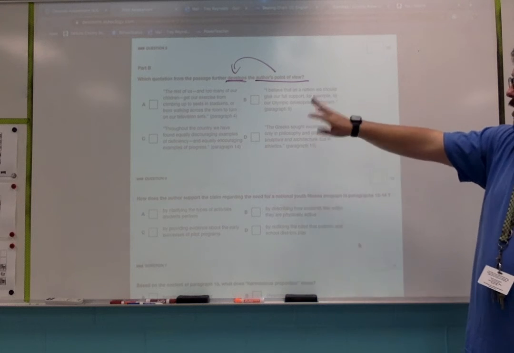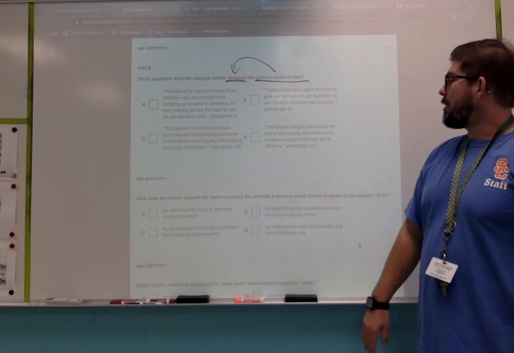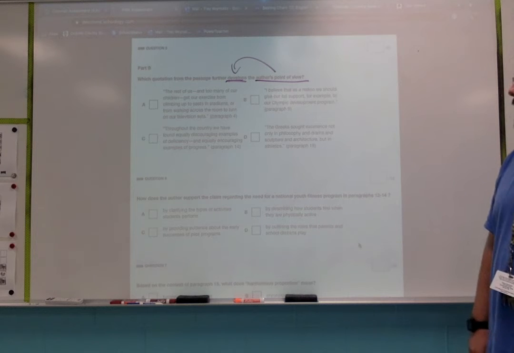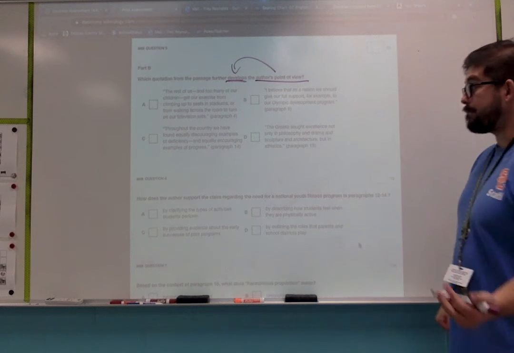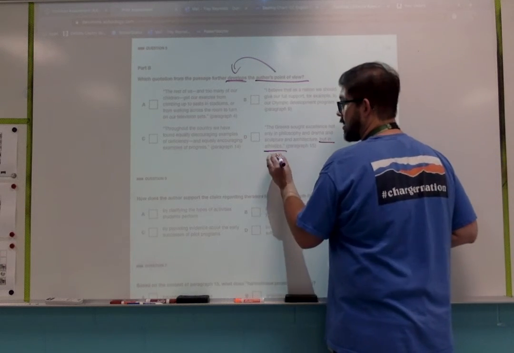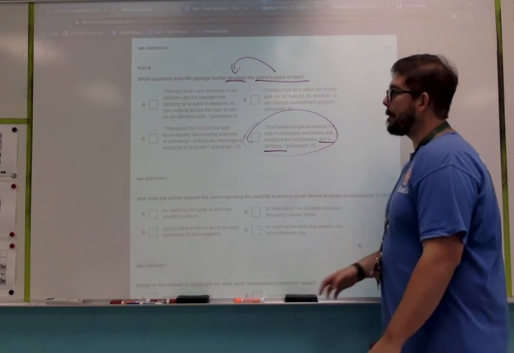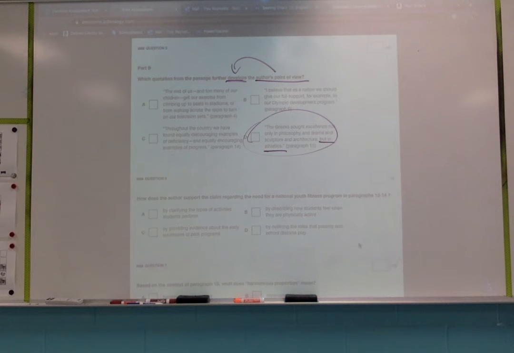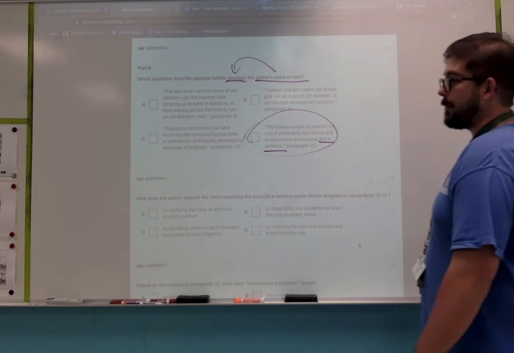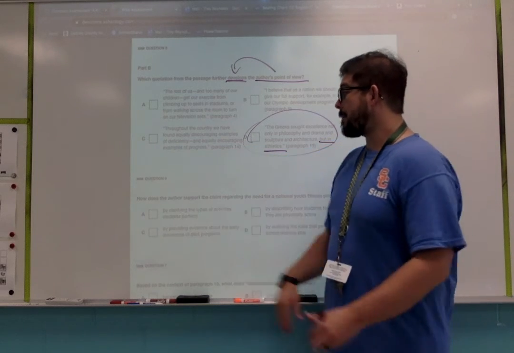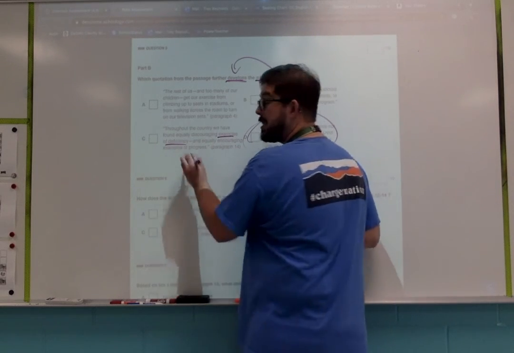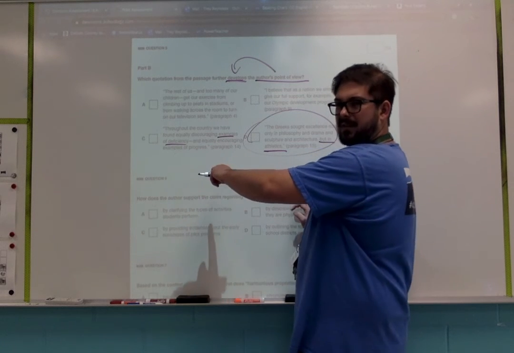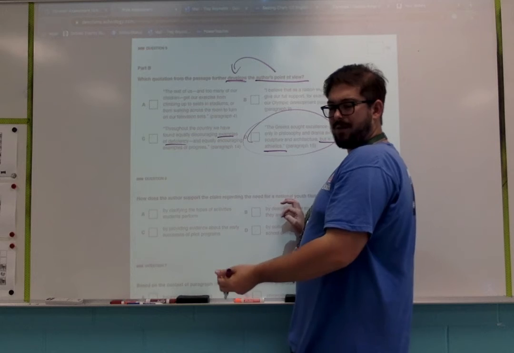Let's start off with D, going to A now. D: The Greeks saw excellence not only in philosophy and drama and sculpture and architecture, but in athletics. Okay, so that is building up the idea of athletics as well, so that's a possible choice. C: Throughout the country, we have found discouraging examples of deficiency and equally encouraging examples of progress. Now, we did talk about a lot of examples of deficiency, but we haven't really talked about encouraging examples of progress yet. Doesn't seem to make sense. Why would we have that there?